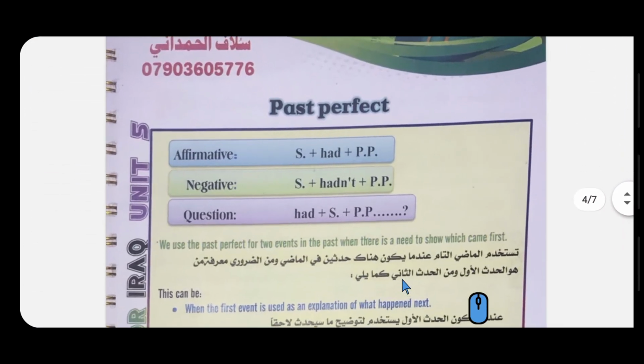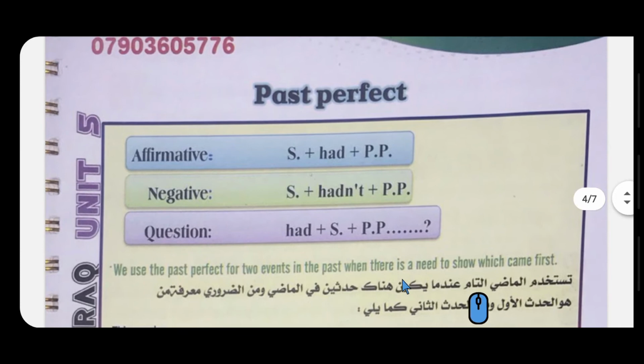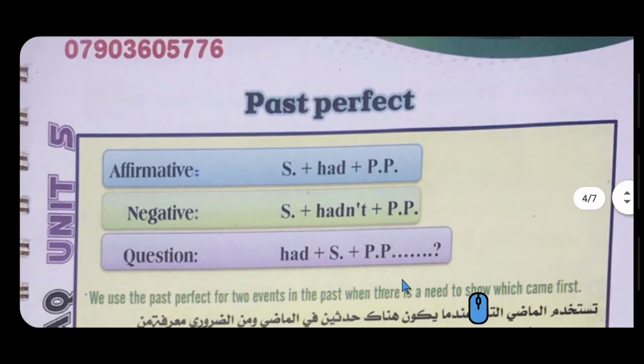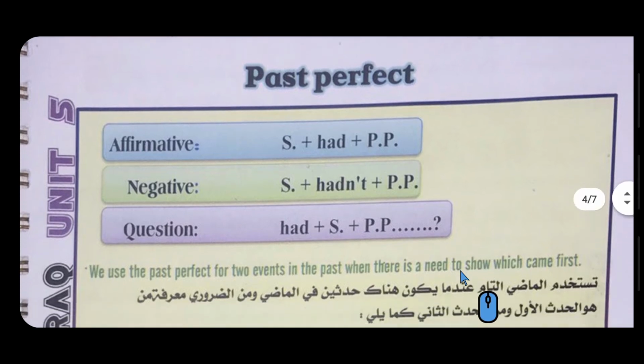Now we talk about past perfect. The structure for past perfect. الماضي التام. For affirmative, use subject had past participle for the verb. For negative, subject hadn't plus past participle for the verb. And for question, we put had at the beginning of the sentence, and subject, past participle for the verb, plus complement plus question mark.